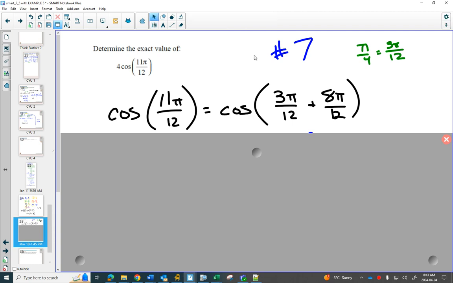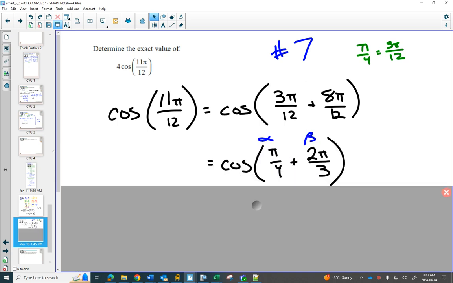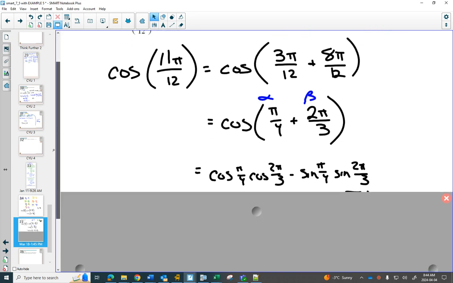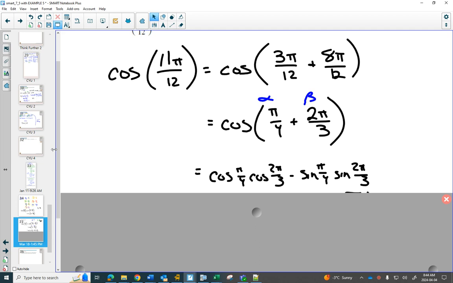So notation-wise, notice I have cos in front of 11 pi over 12, and now I've broken it up into two things that add up to 11 pi over 12. Next line, I reduced those to see which ones they were on the pi plate. Obviously, I knew pi over 4 already, but 8 pi over 12 reduces nicely to 2 pi over 3. And it's my cos alpha plus beta formula. So I can plug in alpha and I can plug in beta and get my answers from my pi plate.